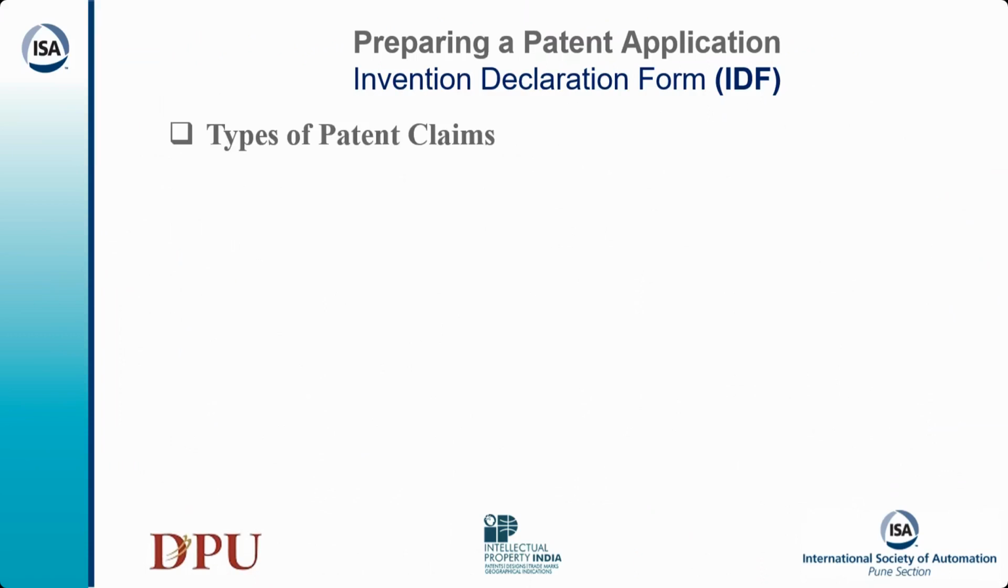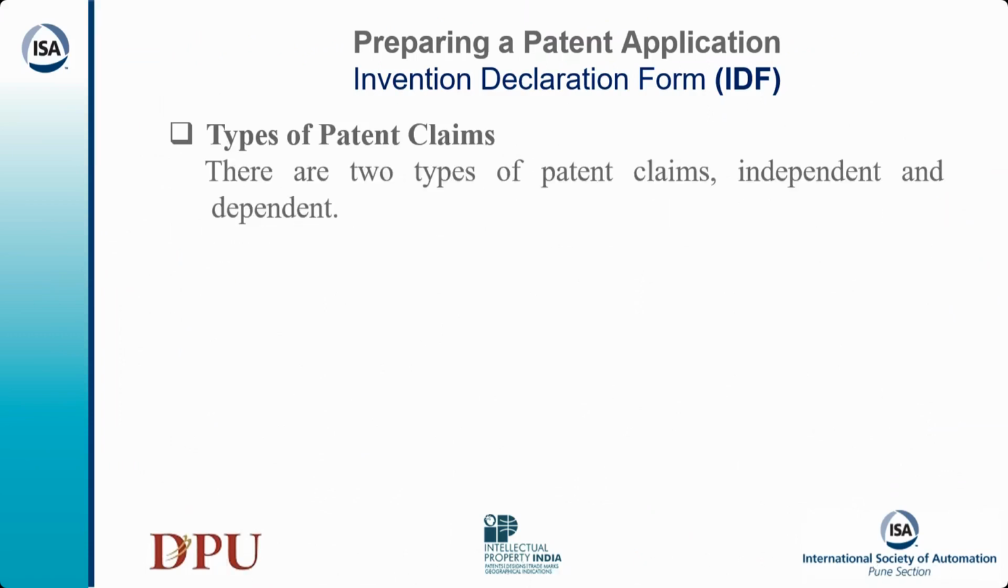Then what are the types of the claims? In claims, you can say that there are two types of claims, dependent and independent claims. So I'll just give you the example. A dependent claim means one main claim and subclaims, which are dependent on the main claim. And you can also give separate claims. Those claims are called independent claims.